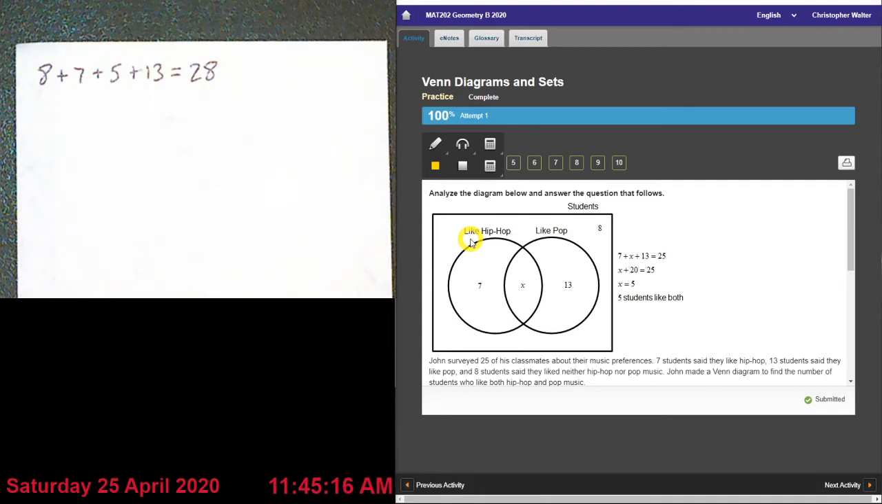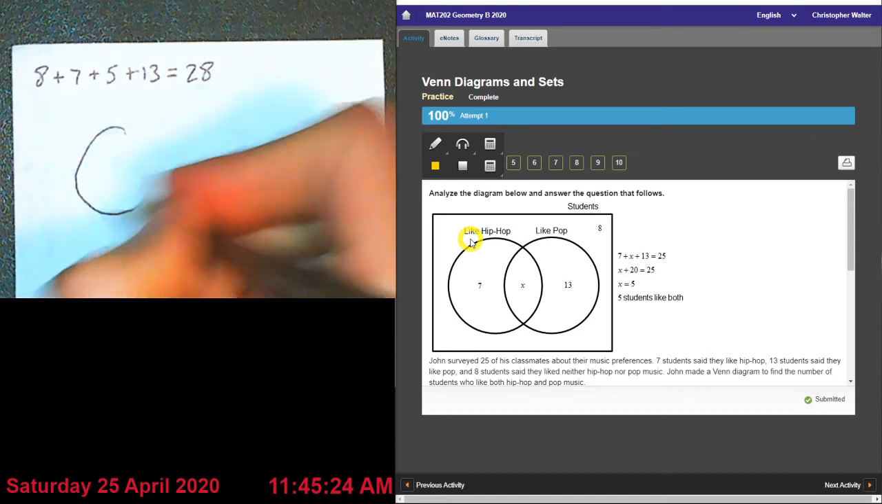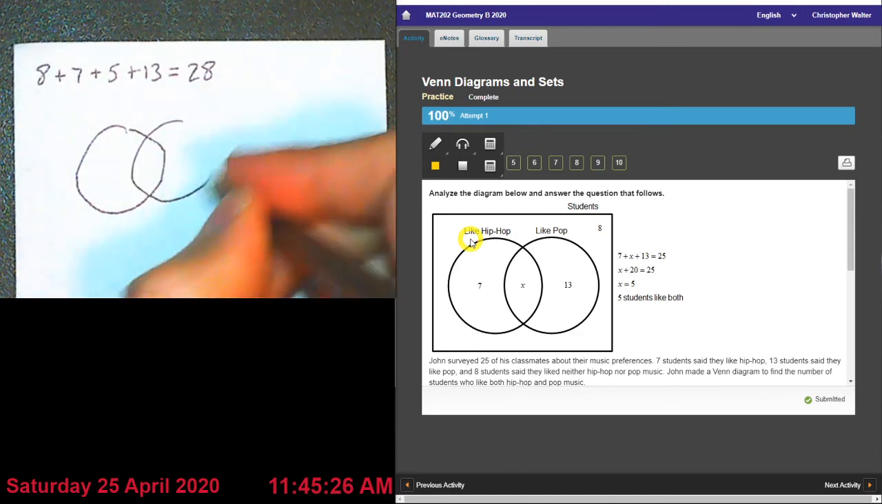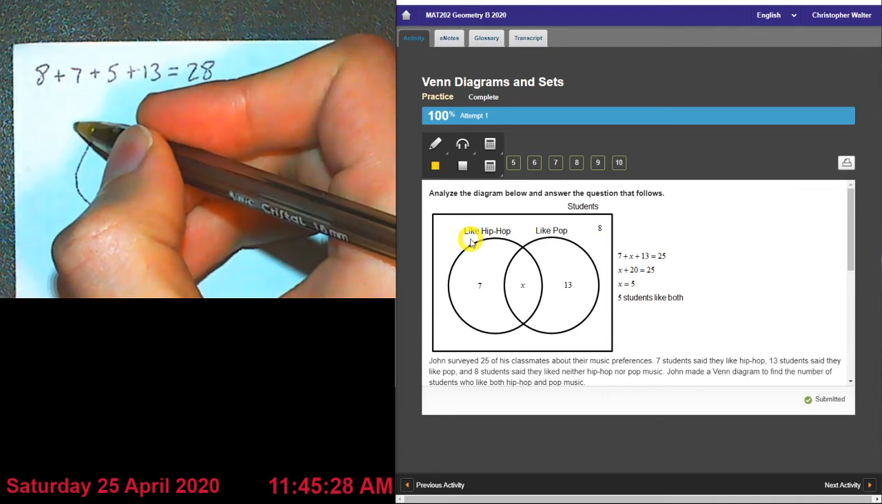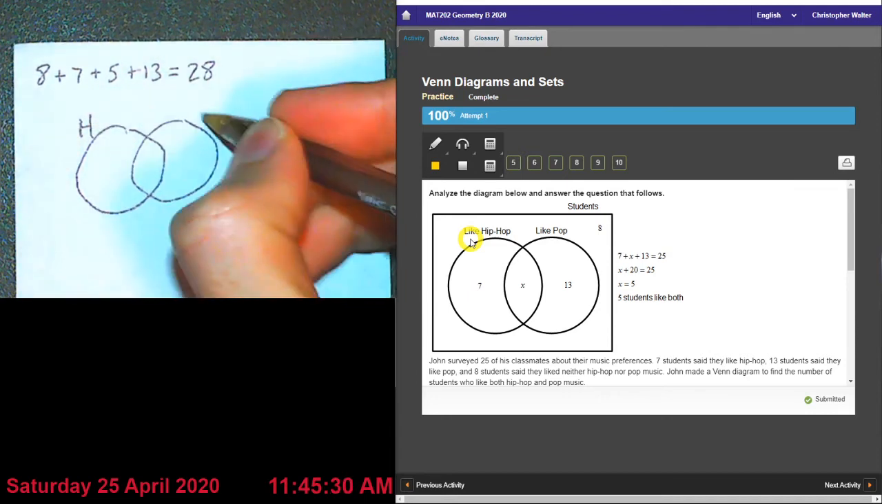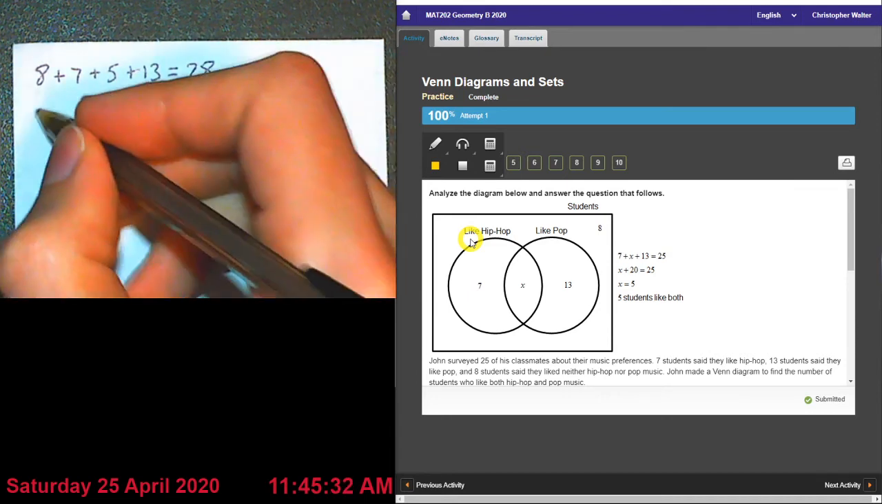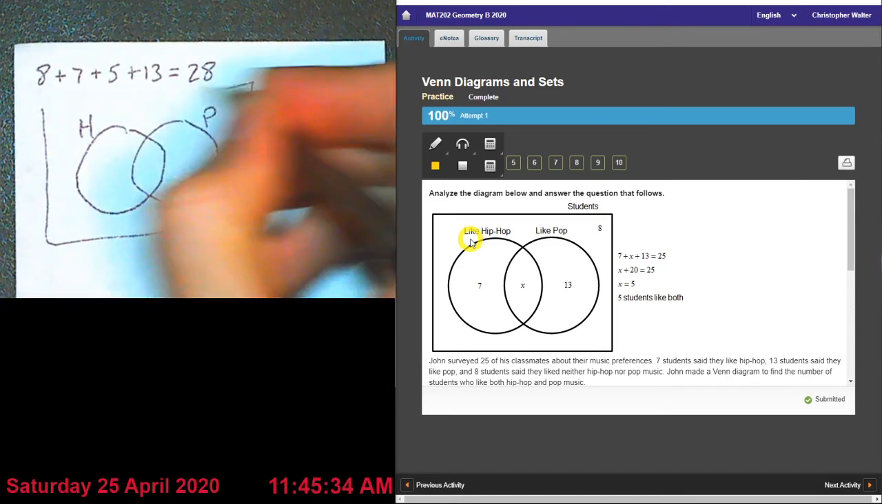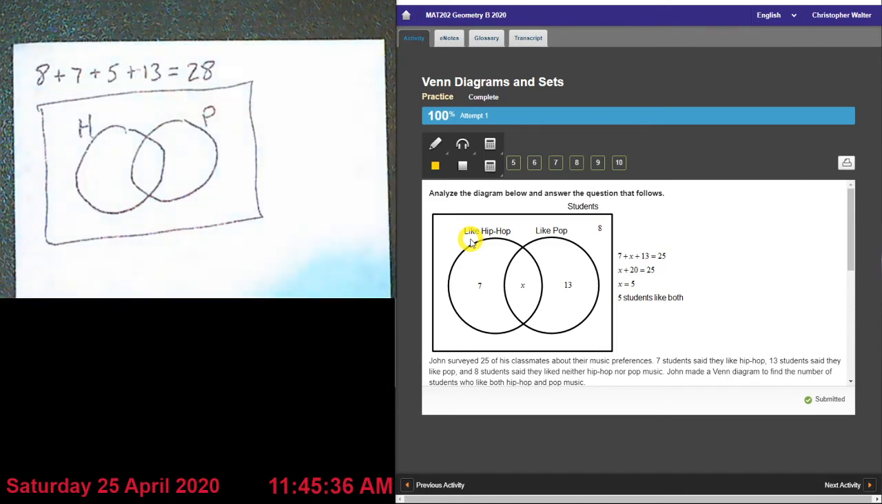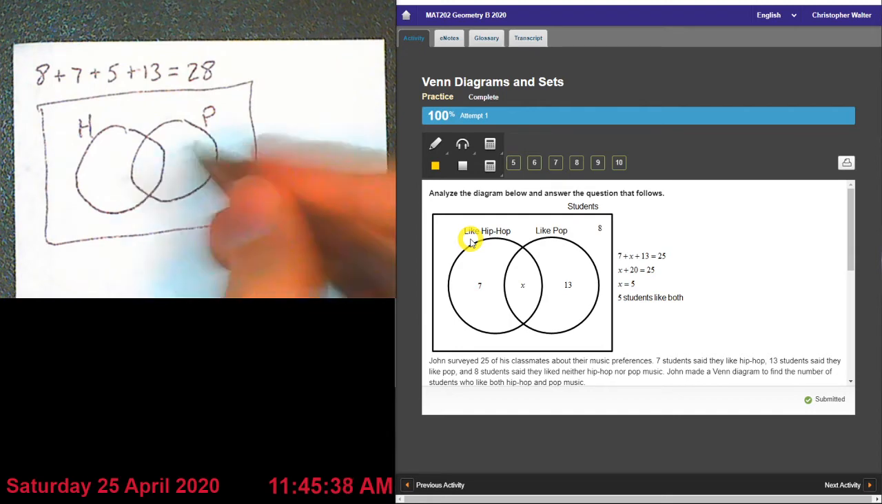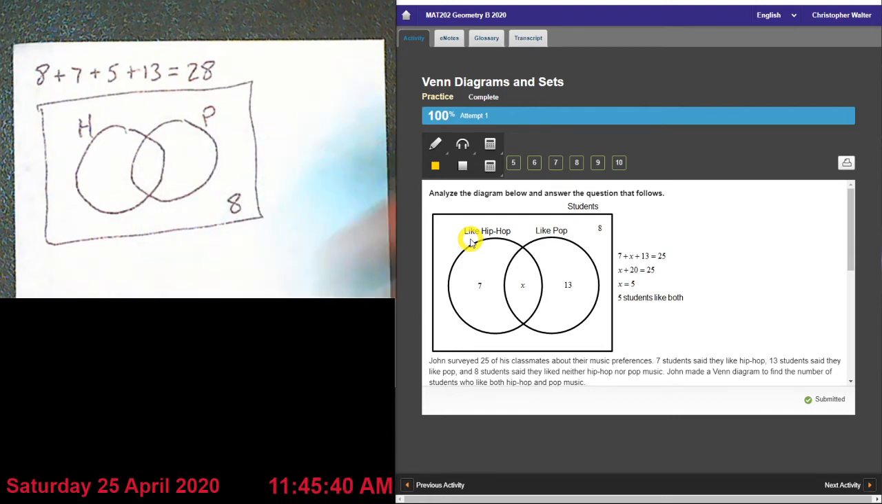And so here is a visual example of how we can fix this and what went wrong and why there's too many people. So let's draw a picture. We have our Venn diagram. We'll pretend that H is for hip hop, P for pop, and then we'll have the rectangle around it. So we definitely know that there's 8 people who don't like either of them. So we'll put the 8 outside like normal.